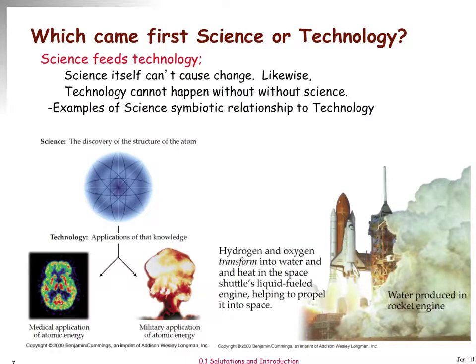Science itself can't cause change. Likewise, technology cannot happen without science. But there is a symbiotic relationship. And here in this particular slide, you see how some of that discovery, like the discovery of the atom and its understanding, led to both medicinal purposes, like the MRI imaging machine, and military applications, the atomic bomb.